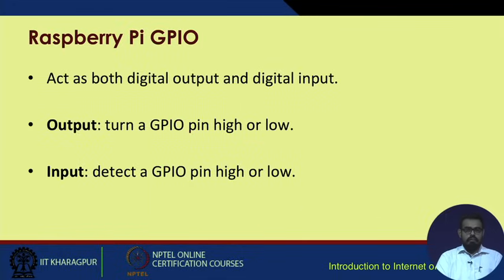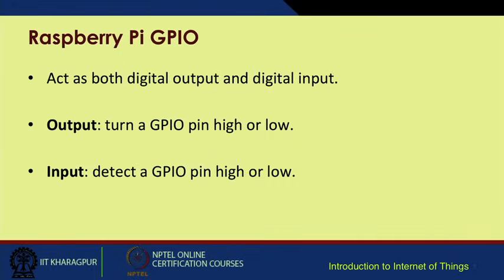So these Raspberry Pi GPIOs, or general purpose input outputs, can act as both digital output as well as digital input. It is quite similar to the digital input output pins on the Arduino boards we covered previously.